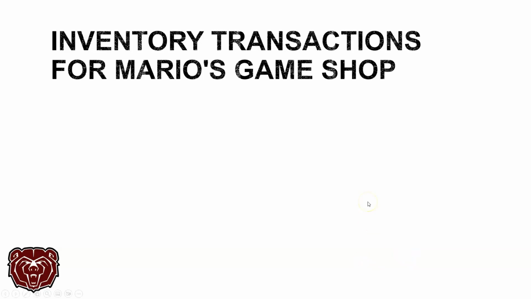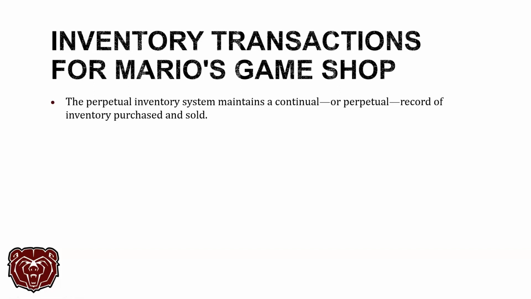Okay, so we really just want to do a bit of a reminder here about what the perpetual inventory system is doing. Remember, perpetual just means continuous, always, never stops, in perpetuity, all of that good stuff, right? So it maintains a continual record of the inventory that is purchased and sold.